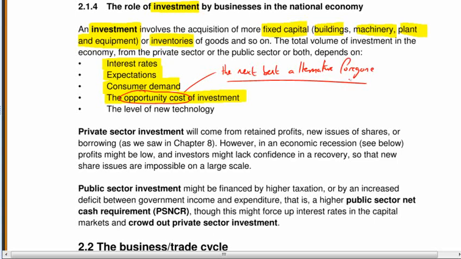So what opportunity have you missed out on because you undertook this particular course of action? So the opportunity cost of investment is, well, what would have been the next best thing you could have done with that money? Okay, and if the next best thing actually becomes more attractive, then you will invest less. If the next best thing becomes less attractive, maybe you will invest more.